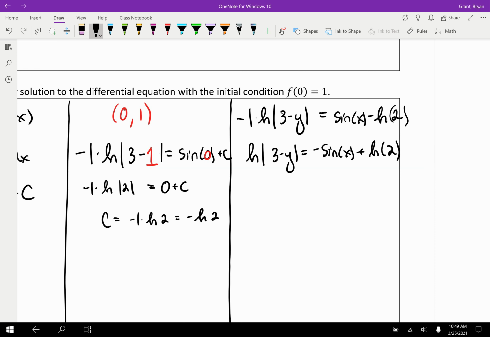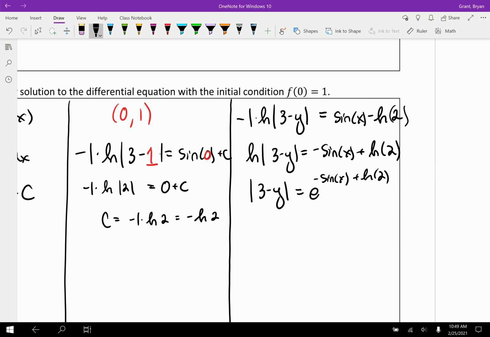Yeah, we can do that, right? This is going to be the absolute value of 3 minus y equals e to the negative sine of x plus natural log of 2. Keep it all together. But then wait, we have absolute value here. How do we drop absolute value?